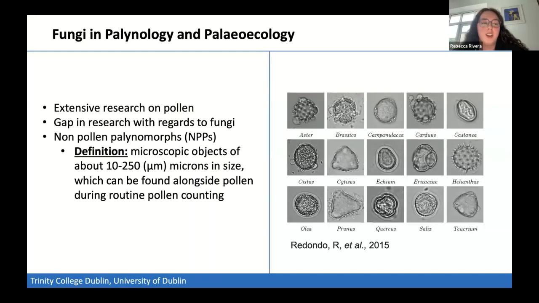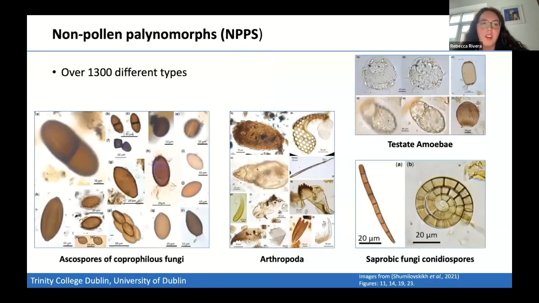Fungi fall under the term non-pollen palynomorph, which is basically everything but pollen when you're looking at these microscopic objects. They can be defined as microscopic objects of about 10 to 250 microns in size, found alongside pollen during routine pollen counting. So the emphasis is on the pollen there and not the fungi. I just have a few images of what pollen typically looks like under the microscope. NPPs, there are over 1300 different types. As it is everything but pollen, it encompasses a wide variety of organisms: fungi, arthropods, testate amoebae.